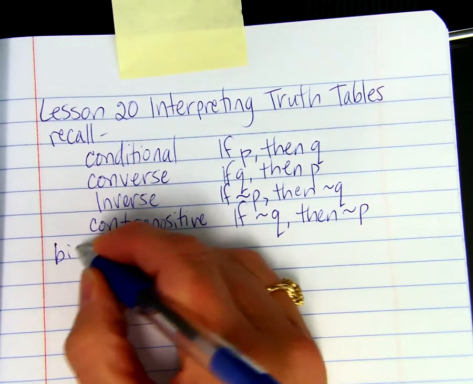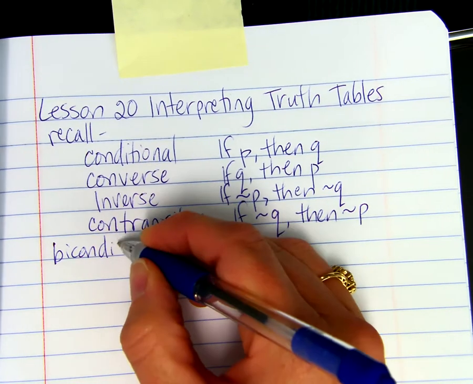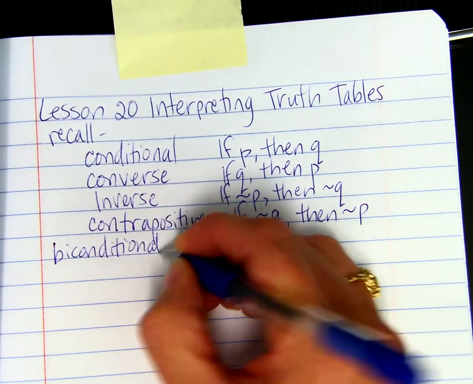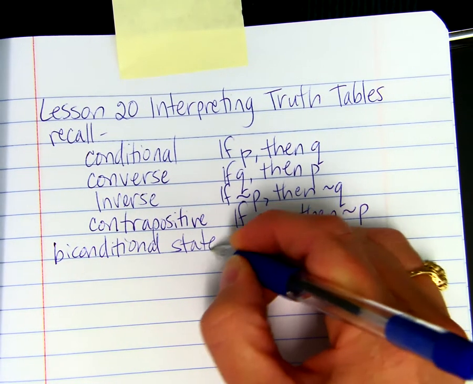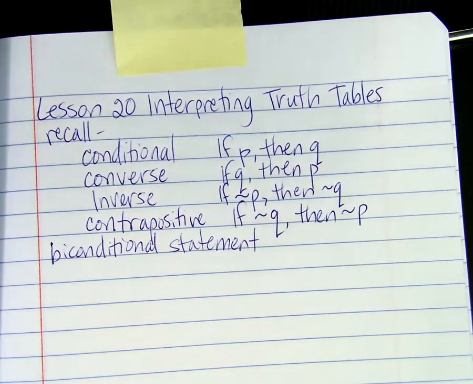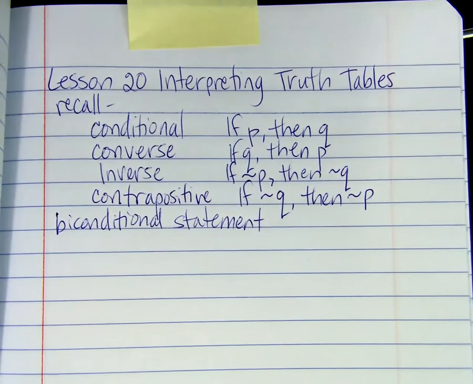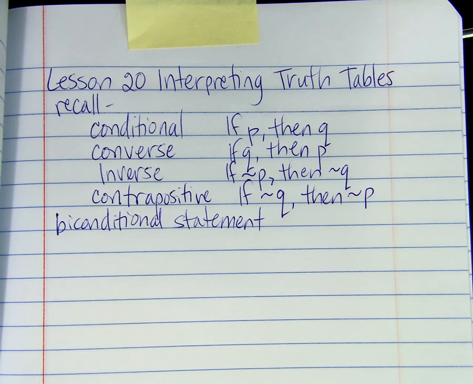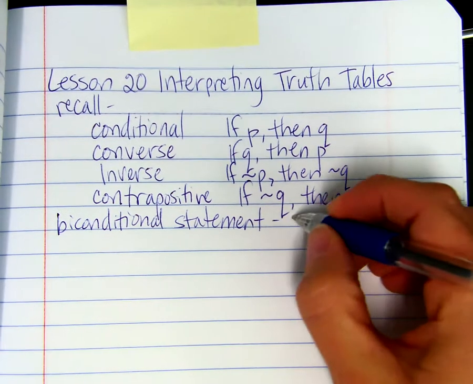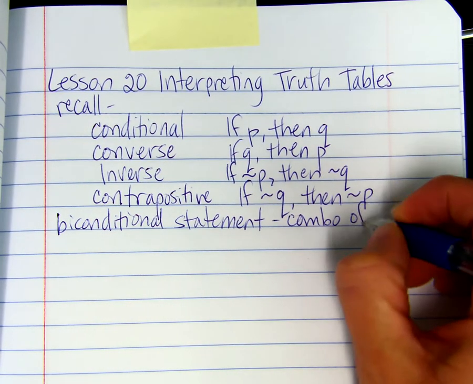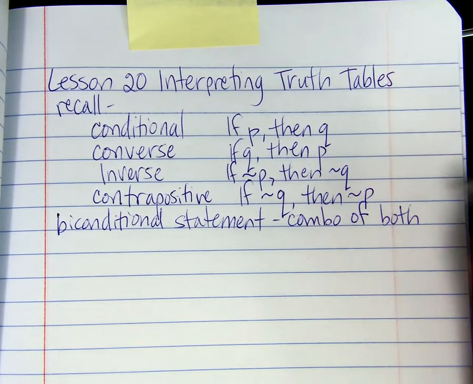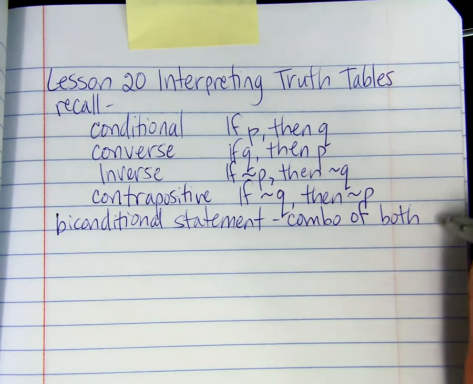Today we're learning what a biconditional statement is. It's basically two statements written as one. So it's a combination of both the conditional statement and its converse.